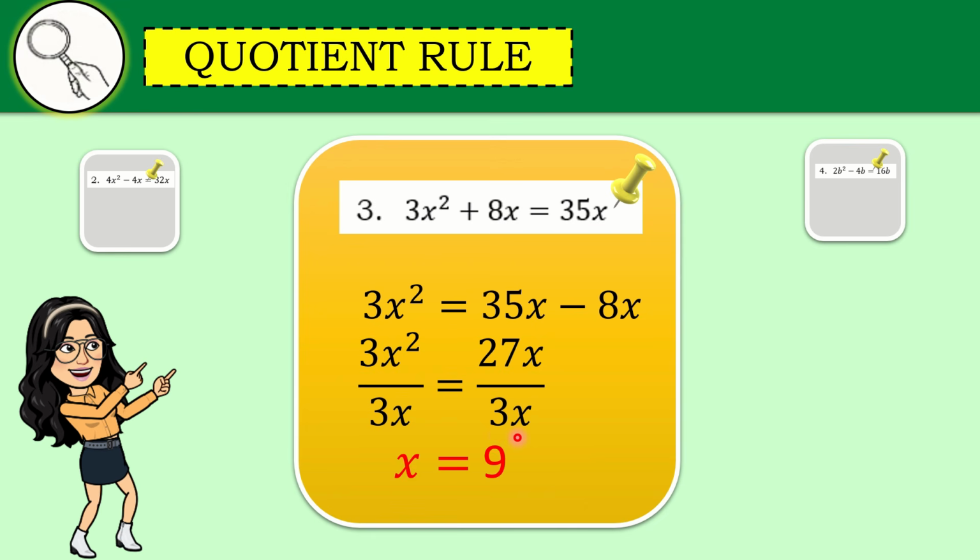Wonderful. So our answer here is, yes, we canceled 3 and 1 variable x. So we are left with 1x here, one variable for x. And then on the right side, we have canceled x. 27 over 3 will give you a 9. So in this quadratic equation, the root is 9.